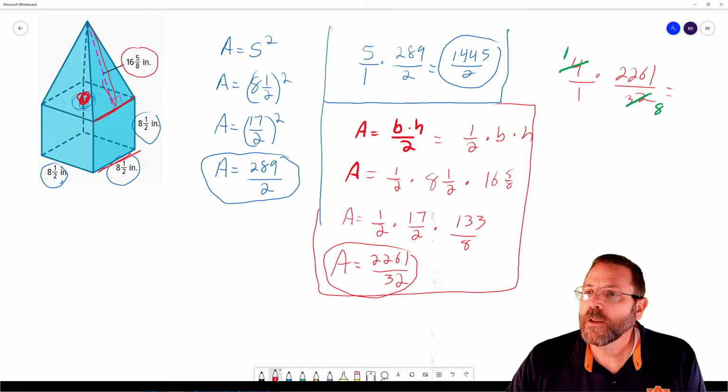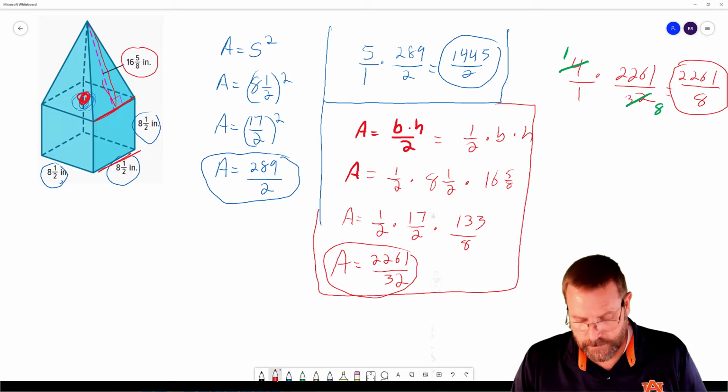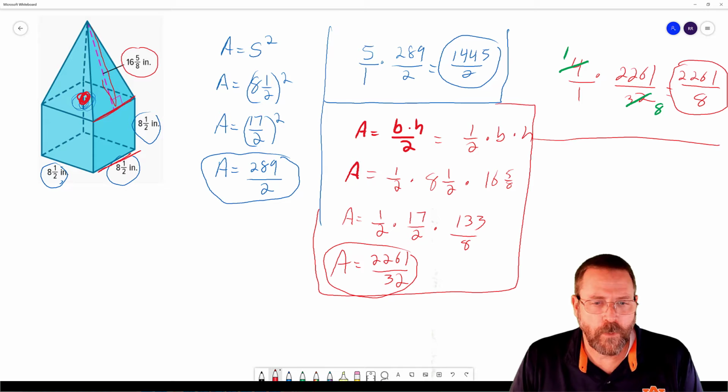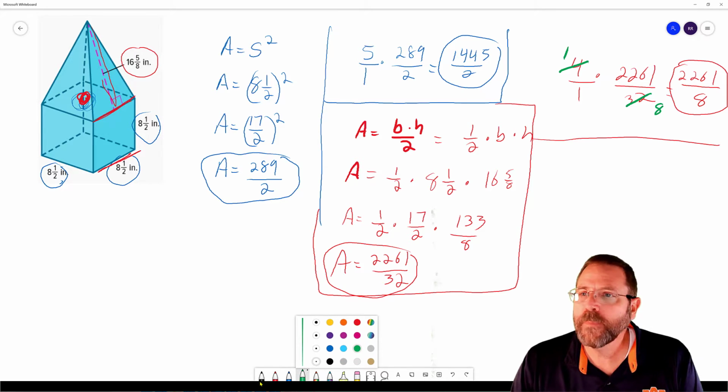Not much. It's going to be 2261 over 8 is going to be the surface area of my triangle pieces. And now we are on the final stages of this problem where we're going to be adding up our pieces, parts. So let's take and get a green pen here.